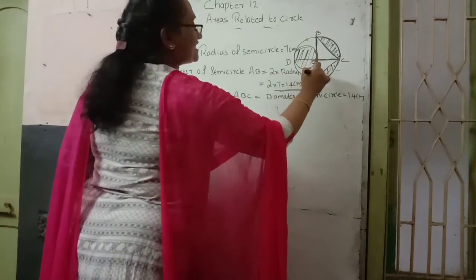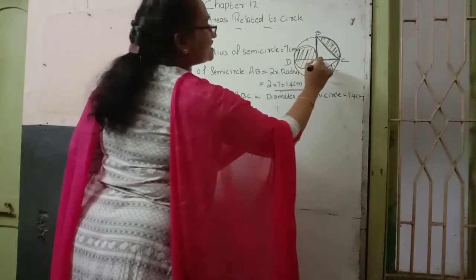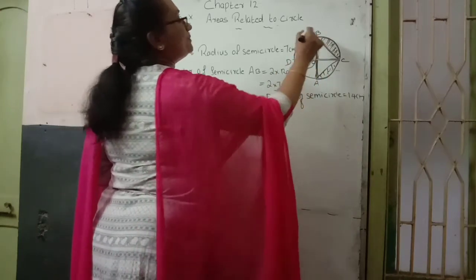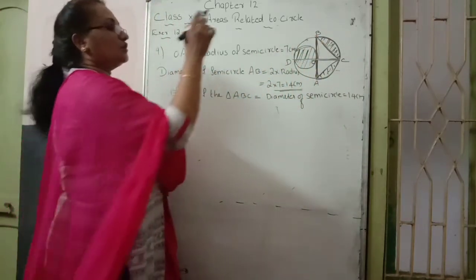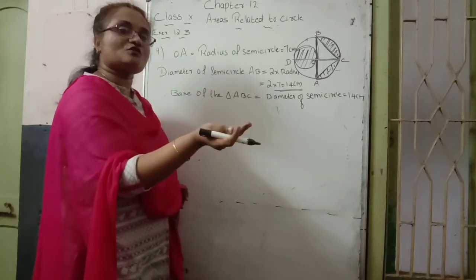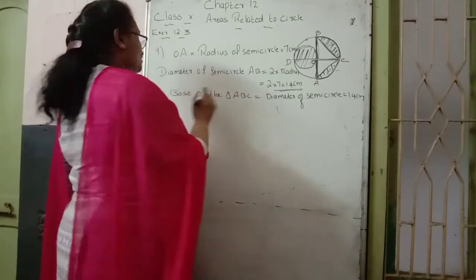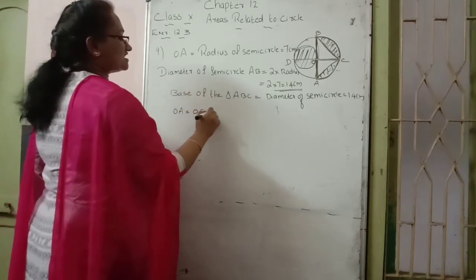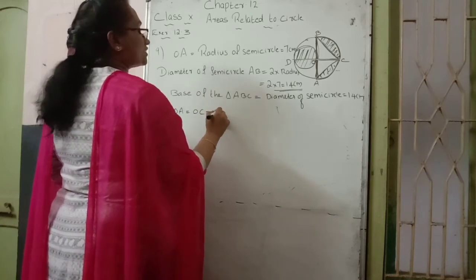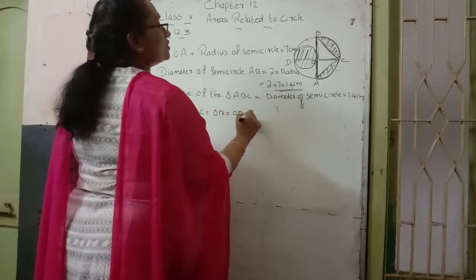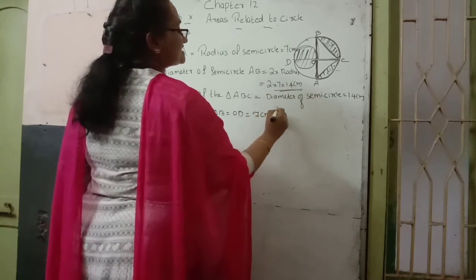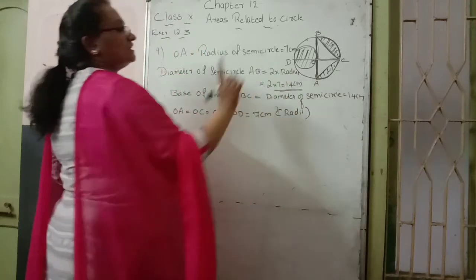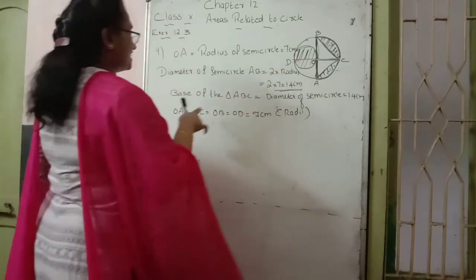We know that OA is the radius of the circle. OC is also a radius of the circle. OD also radius of the circle. OB also becomes a radius of that circle. OA they given 7. That's why OC is also 7. OD is also 7. So we can write OA is equal to OC is equal to OB is equal to OD. All of them become how many centimeters? 7 centimeter. They are the radius of that circle. So OC value we get is 7.